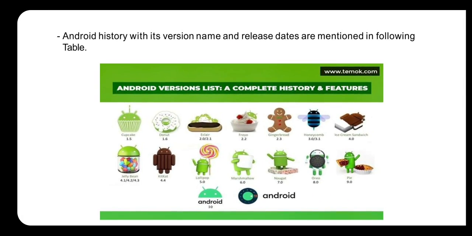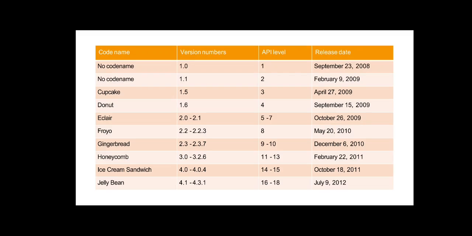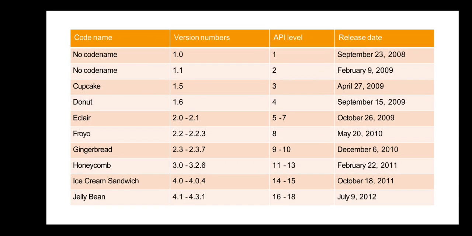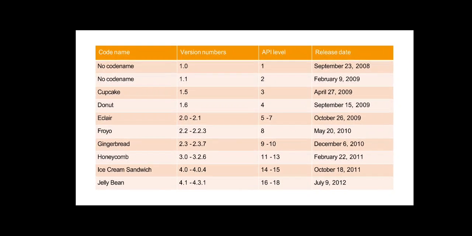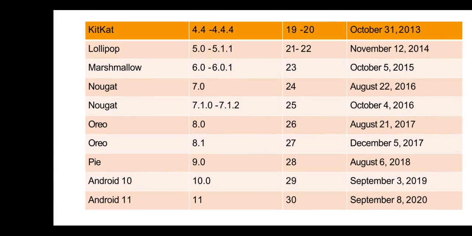This is the Android history with its version name and release date. See here, all these are the versions of Android OS. Some of them are Donut, Cupcake, Eclair, then Ice Cream Sandwich, Jelly Bean, KitKat, Marshmallow. Right? The latest one is Android 11, which was released September 8, 2020.